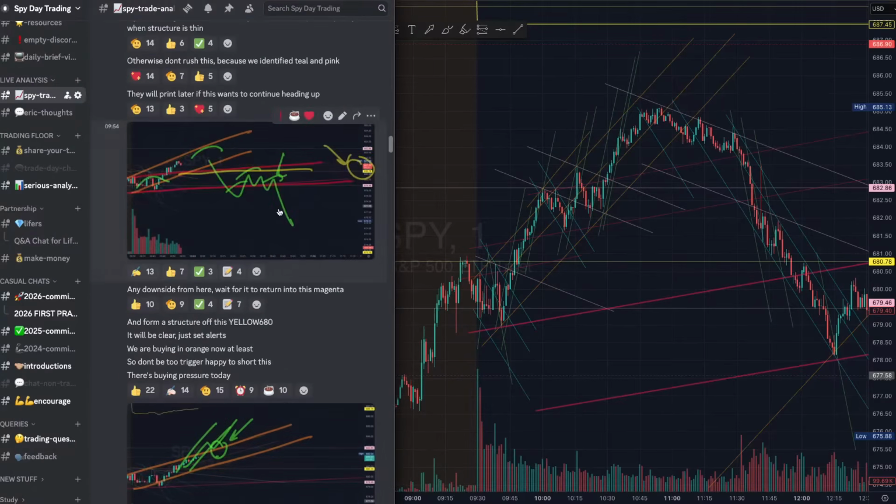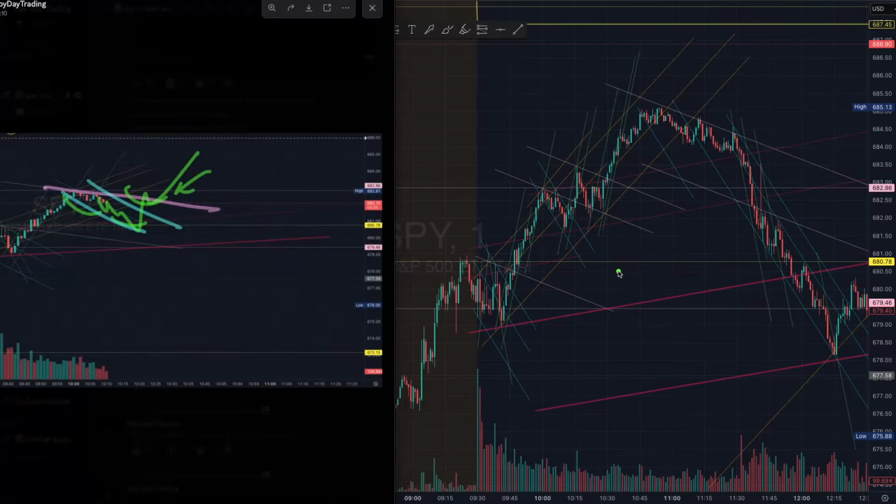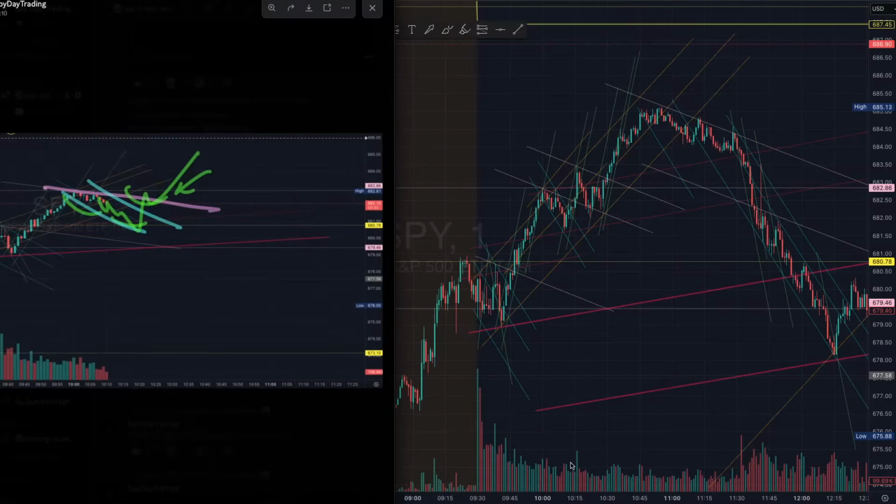And you see that, right? I will talk about this in a bit. And you see the pink building liquidity right there. Nothing new, right? This was at 10:10, right? Understanding the liquidity, 10:10 is here, right? So 10:10 right here, you saw the pink already starting to build liquidity together with the teal. And just see how beautifully the market grabbed the liquidity. We had confirmation with that green buying, right?